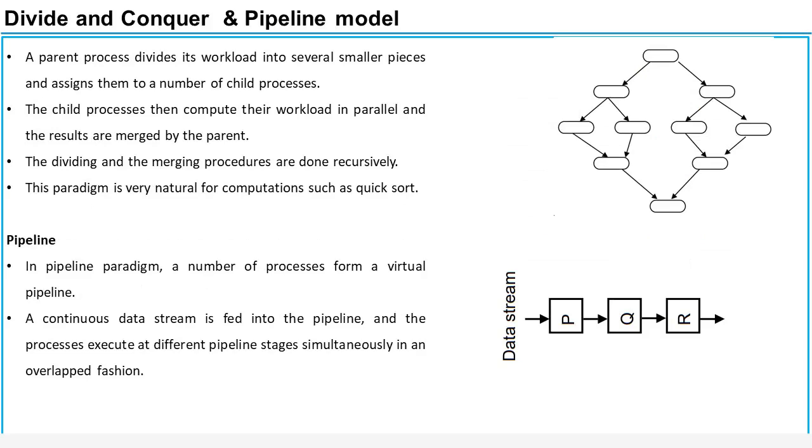Divide and conquer and pipeline. A parent process divides its workload into several smaller pieces and assigns them to a number of child processes. The child processes then compute their workload in parallel and the results are merged by the parent. The dividing and the merging procedures are done recursively. This paradigm is very natural for computation such as quicksort.